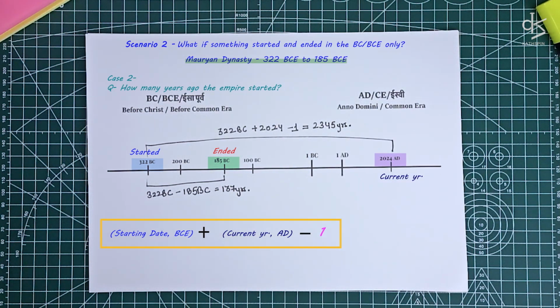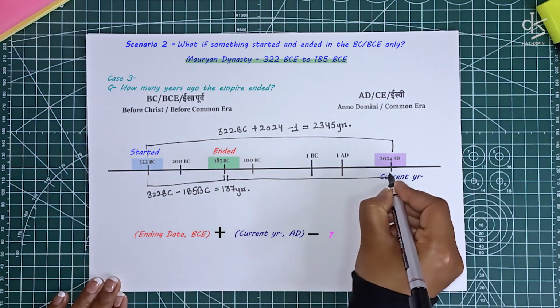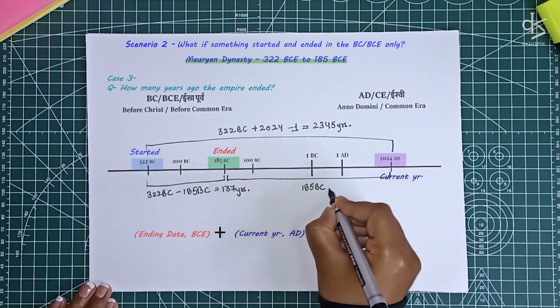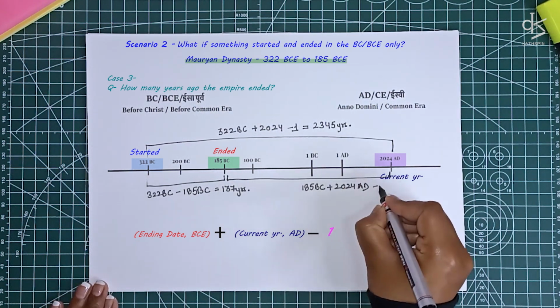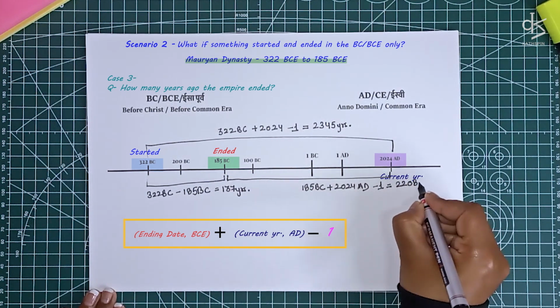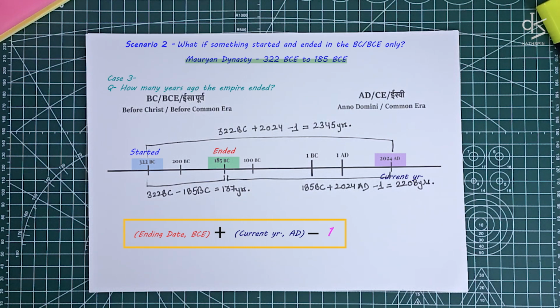Let's take another scenario. We have said that the Mauryan Empire ended in 185 BCE. So how many years ago did the Mauryan Empire end? Again we follow the same steps. Add the BCE date to the current year and subtract 1. 185 plus 2024 minus 1. That will give us 2208. We would say the Mauryan Empire ended 2208 years ago.